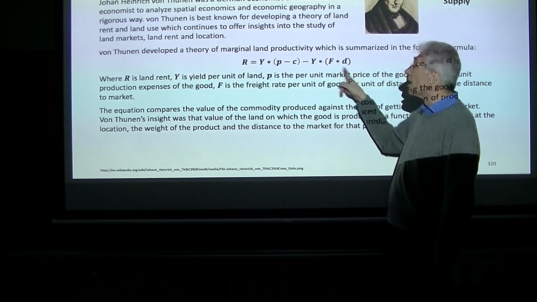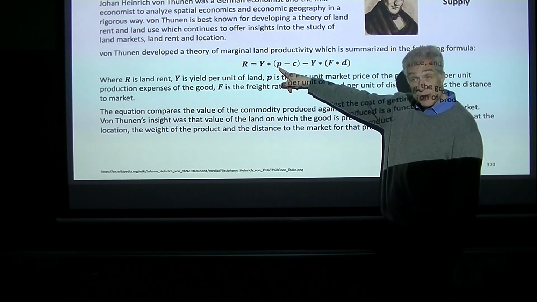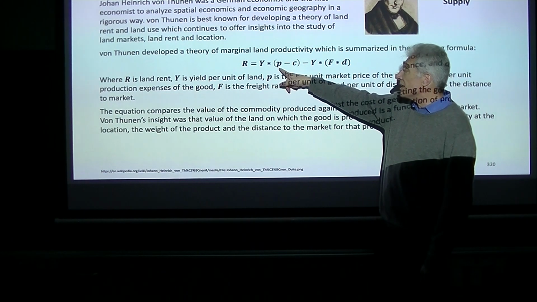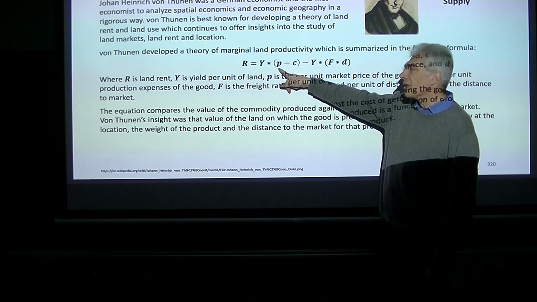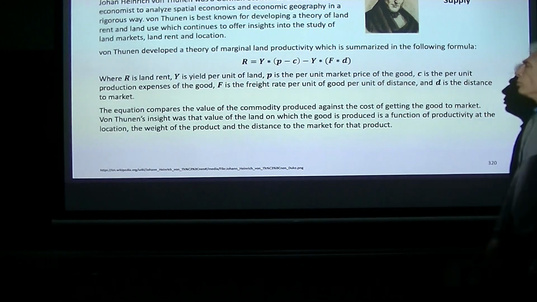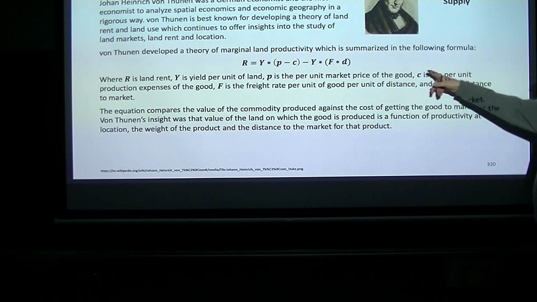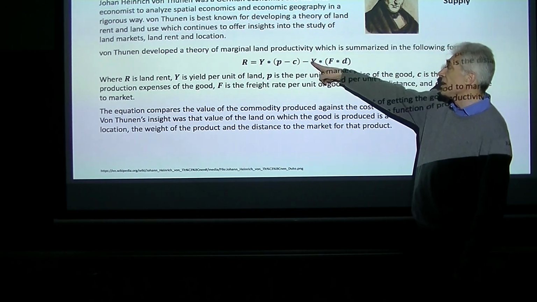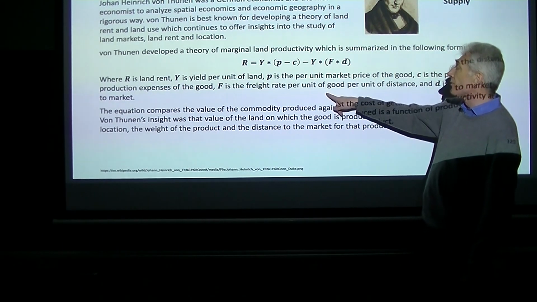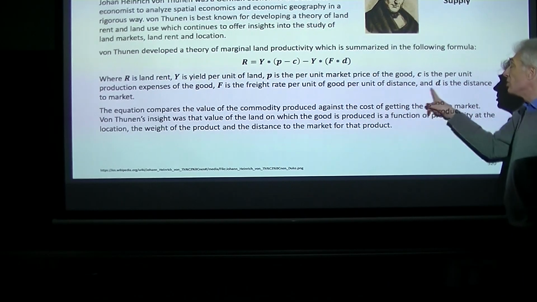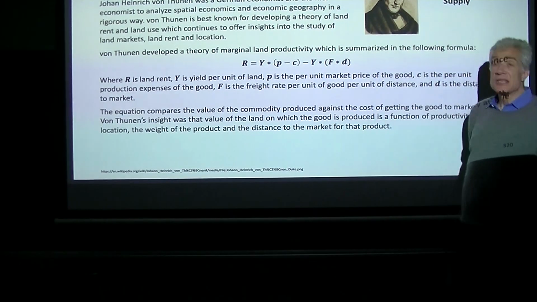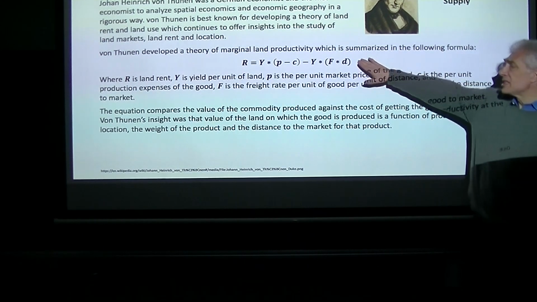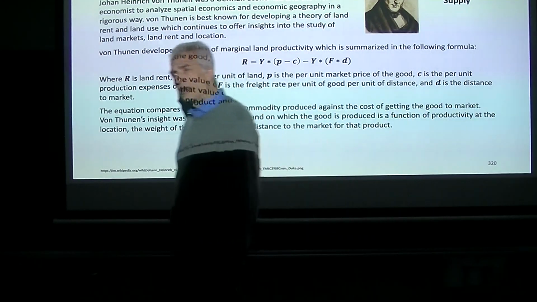P is the per unit market price of some product, vegetables, wheat, he had wood. C is the per unit production expenses of the good. Again, there is the yield per unit of land. F is the freight rate per unit of good per unit of distance, and D is the distance to the market. So we use this simple model to explain why certain land uses were located where they were.